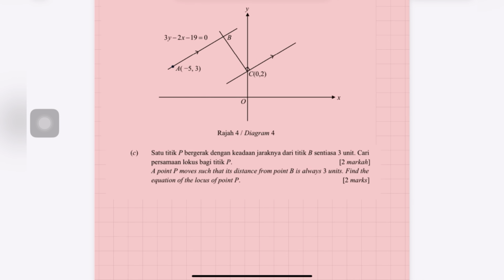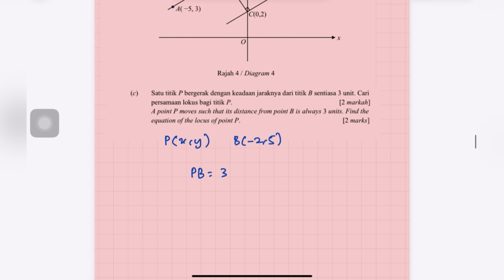C. The point P moves such that its distance from point B is always 3 units. Find the equation of the locus of point P. Okay, so point P, the moving point, is (x, y). And B, just now we have negative 2, 5. So the distance PB is always 3 units. So we use the distance formula. So square root of x minus negative 2, don't straight away write x plus 2, squared plus y minus 5 squared, equals 3.